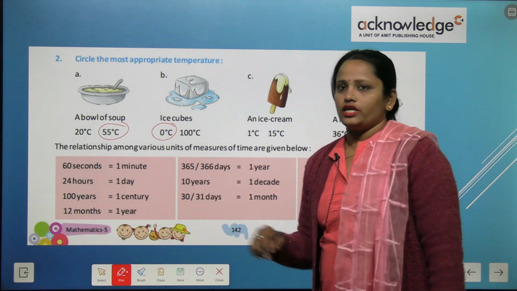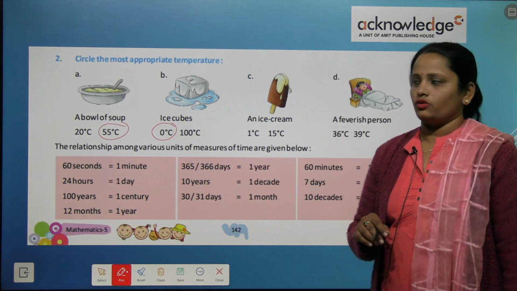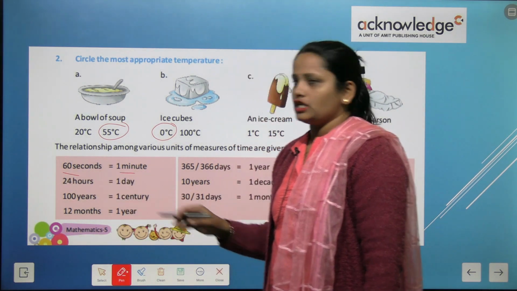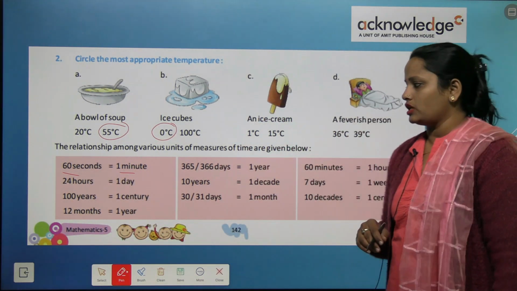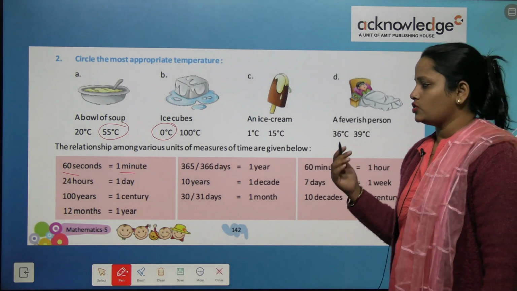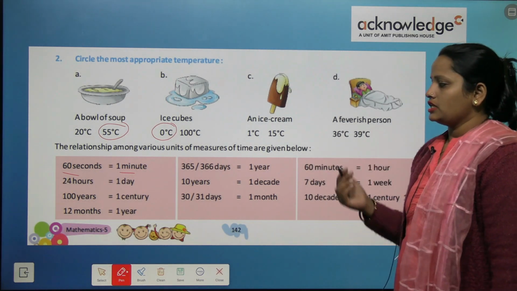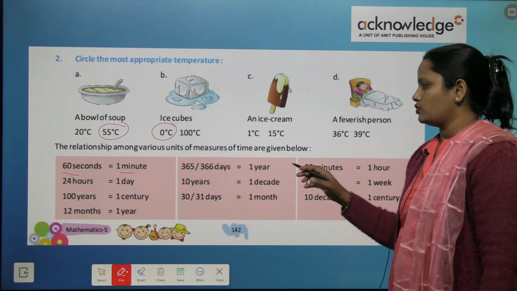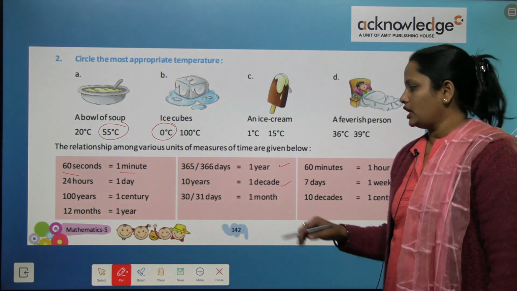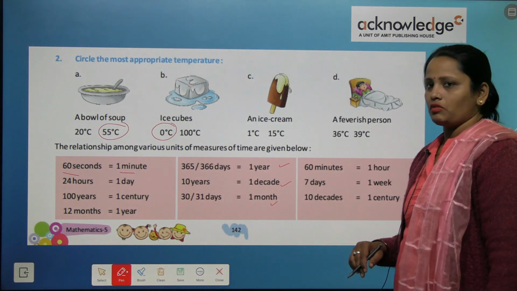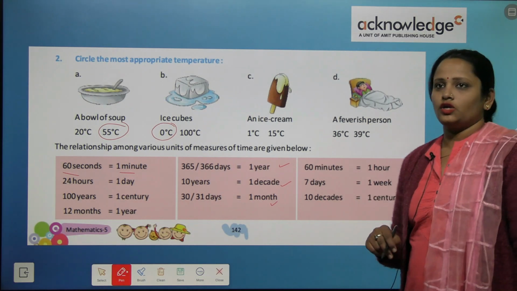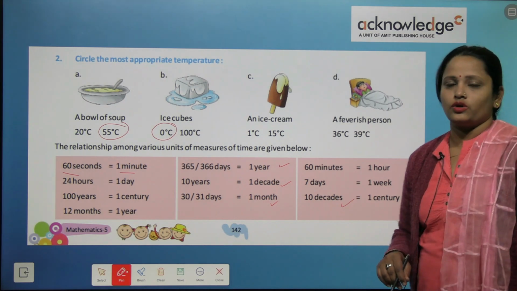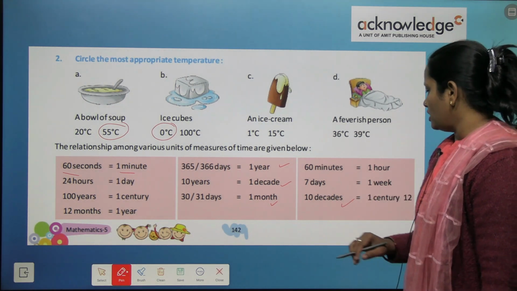The relation between various units of measures of time are given below. यहाँ पे रिलेशन दिए गए हैं अलग अलग मेजर्स के. 60 seconds is equal to 1 minute, 24 hours is equal to 1 day, 100 years is equal to 1 century, 12 months is equal to 1 year, 365 or 366 days is equal to 1 year, 10 years is equal to 1 decade, 30 or 31 days is equal to 1 month, 60 minutes is equal to 1 hour, 7 days is equal to 1 week, and 10 decades is equal to 1 century.